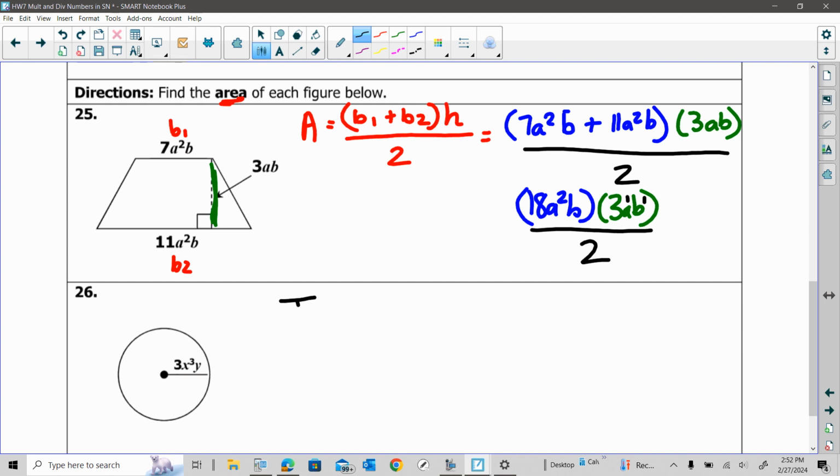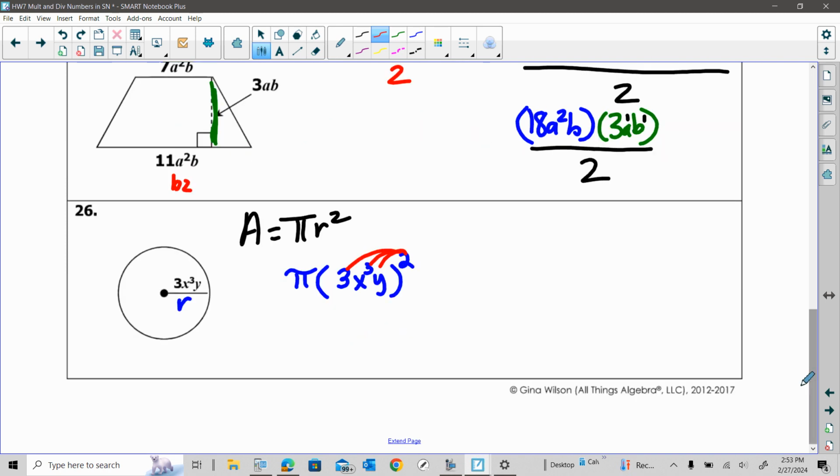And the area of a circle is pi r squared. The 3x cubed y is your radius. R represents the radius. So don't worry about the pi, it's just another symbol. We're doing 3x cubed y, raised to the power of 2, and we're going to distribute that to each term. So 3 to the power of 2, x already had an exponent, now we multiply that by 2, and y to the power of 2.